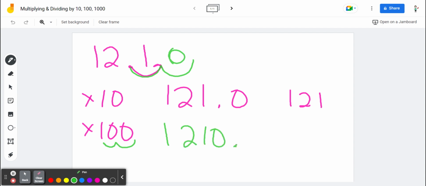1,210 times 0, or in 0 tenths, 1,210. That's how we write it without the decimal point. So we're just moving the decimal point over.